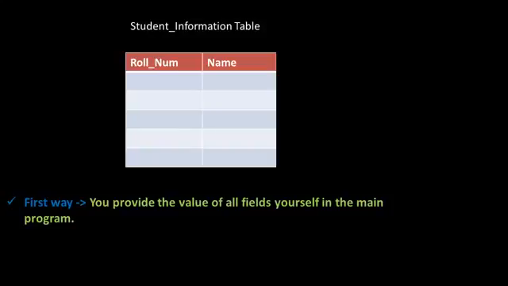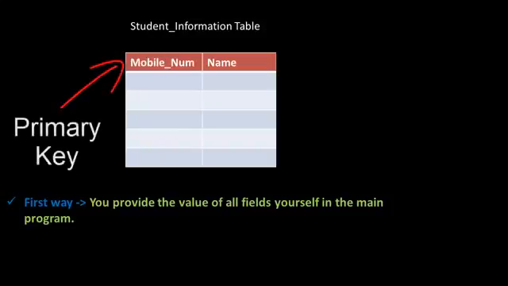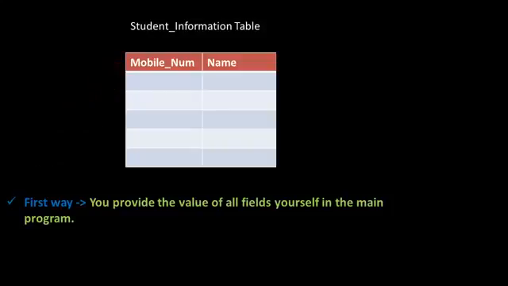For example, if the primary key field is a mobile number in the same student_information table and not the roll number, in such a case, you cannot generate the mobile number automatically in your program. And you have to use the exact mobile number information for a given student record while inserting the student record into the student_information table.